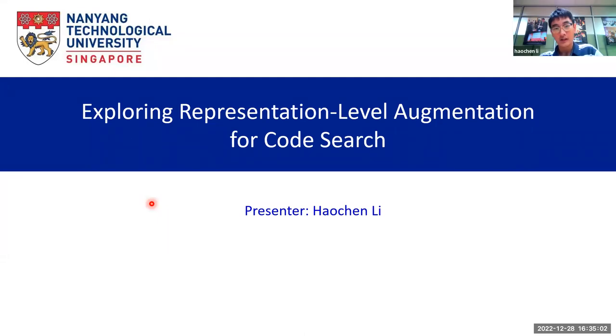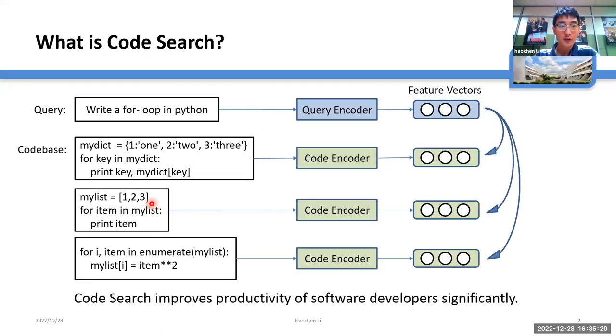Okay, thank you. Hello, everyone. It's my pleasure to be invited to the student talks. And my topic is Exploring Representation Level Augmentation for Code Search. This paper was accepted to EMNLP 2022. Well, this paper focused on the task that was called Code Search.